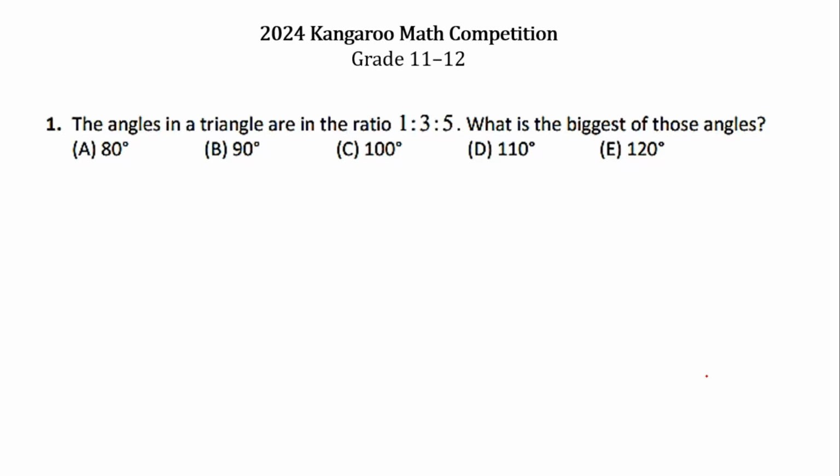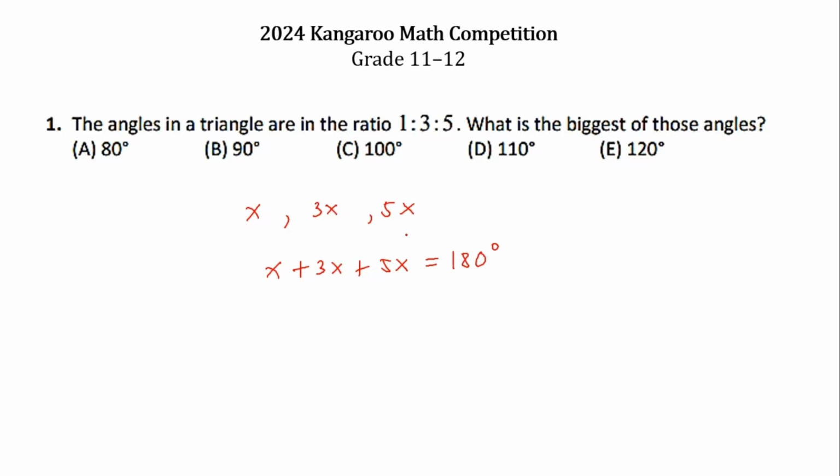The angles in a triangle are in the ratio 1:3:5. What is the biggest of those angles? Alright, so this is a simplified ratio, so we can represent the original measures by x, 3x, and 5x. Since the sum of the interior angles of a triangle is 180 degrees, then x plus 3x plus 5x must be equal to 180 degrees.